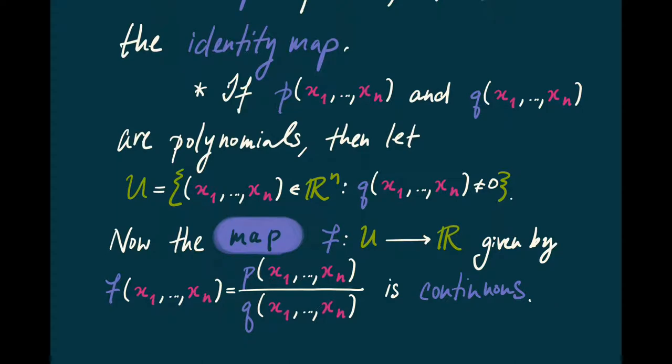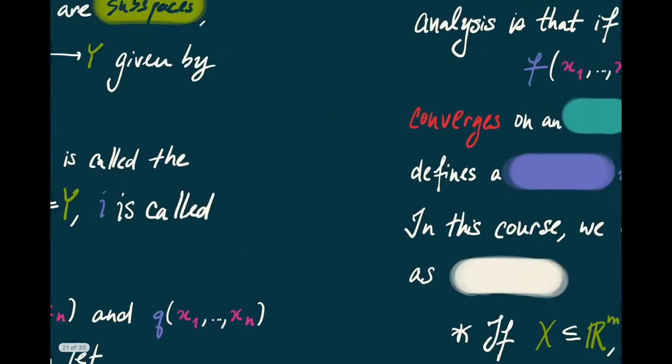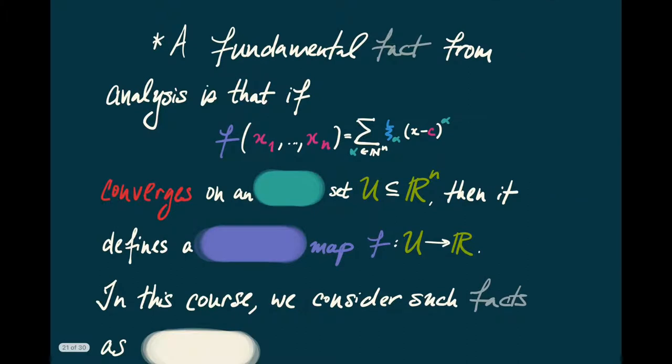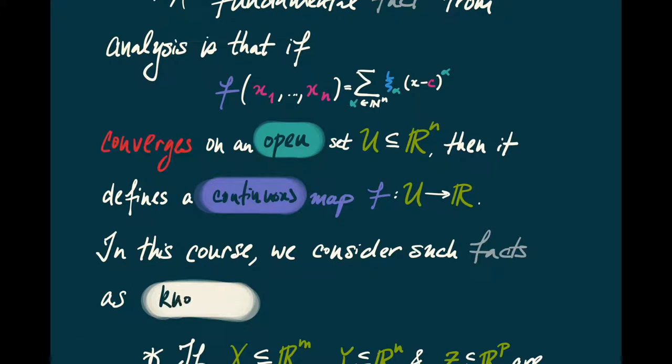This is something you will have proved in your analysis course. Another similar fact that you will have proved in your analysis course is that if I take a power series in these same n variables, this is just a generic power series. Here I'm using a multi-index alpha to write it down. Well, this will converge on some region. I don't know anything about that region until I analyze it a little bit, but it'll converge on some region. So let's say it converges at least on some open subset U of Rn. Well, then in that case, it will define a continuous map F from U to R.